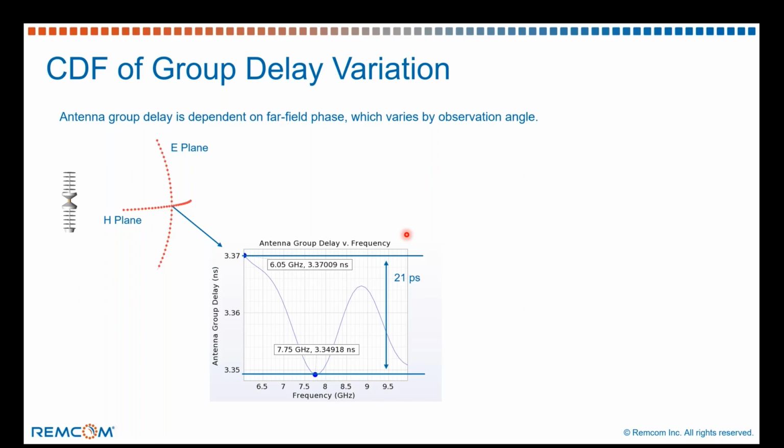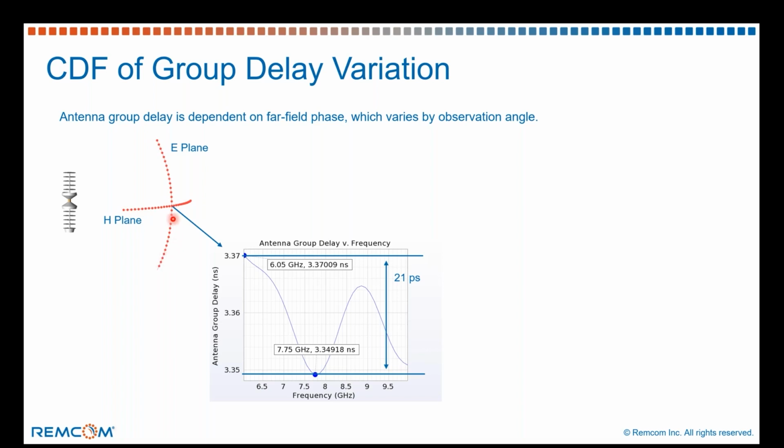I mentioned that group delay is a function of the far field phase pattern. And so instead of just looking at the single point directly between the antennas, we're able to look at a couple of cut planes around the antenna. So here we've set up 2 planes for an observation angle. We have the H plane as well as the E plane.